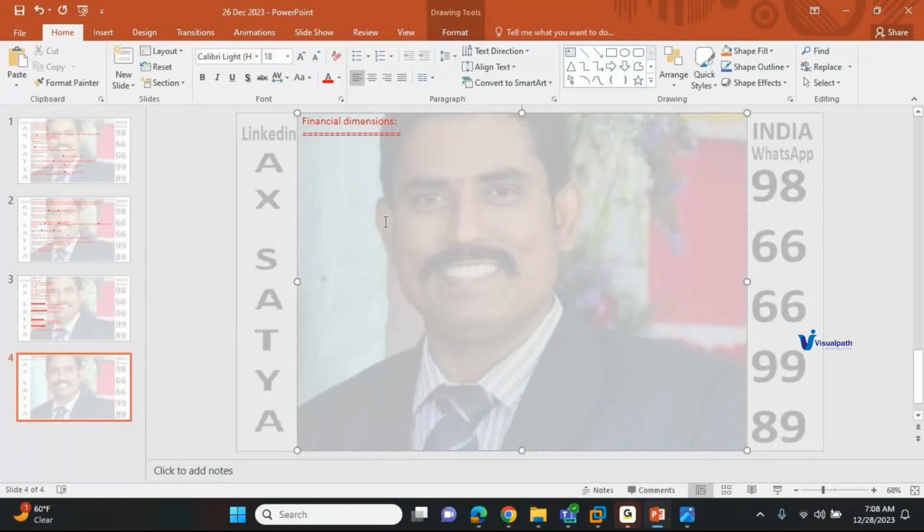Financial dimensions are also classified into three parts. One, operating units. Next, masters. Another one is custom dimension. This classification you cannot find in any Google search. It is defined by me, my own classification, my own definitions: operating units, masters, and custom dimensions.